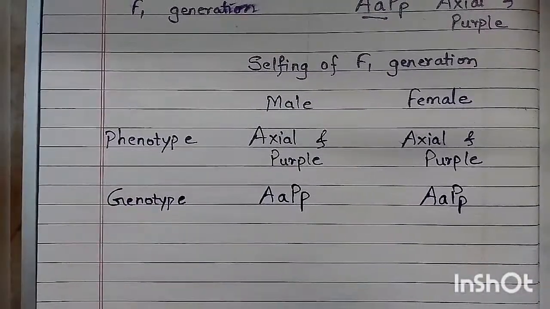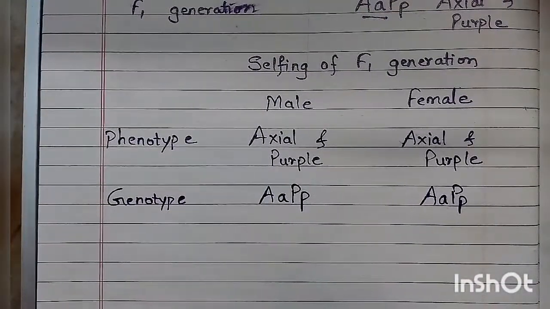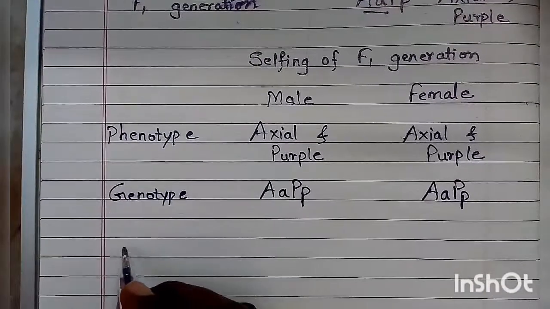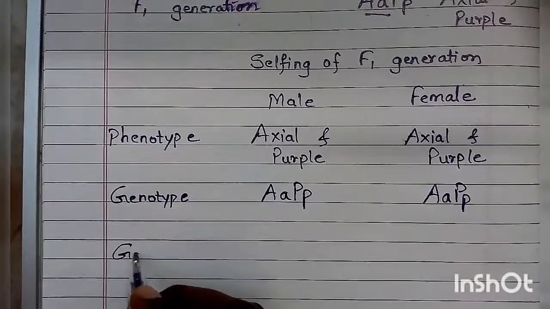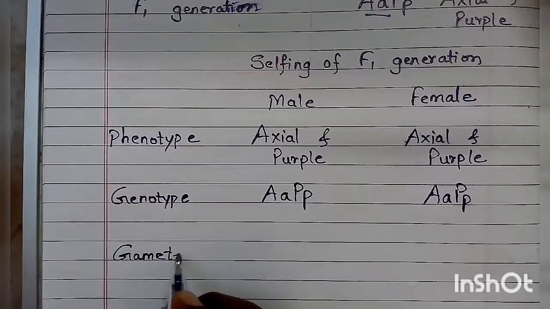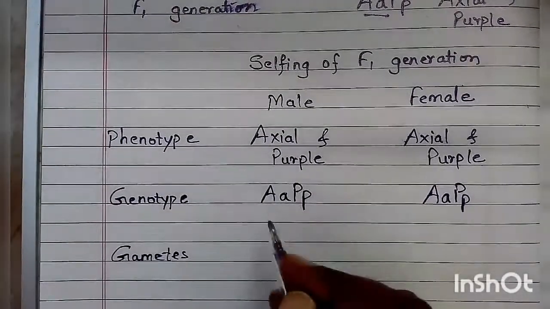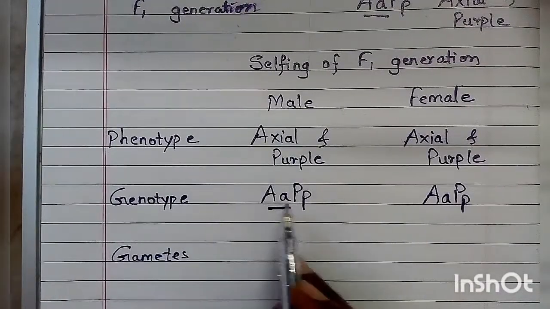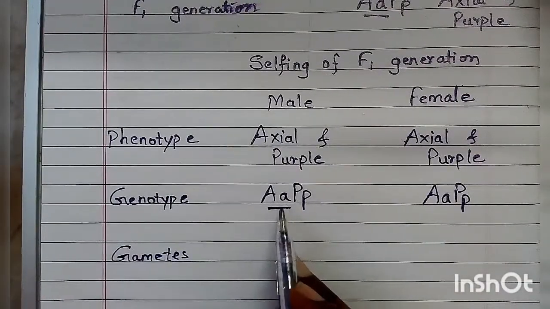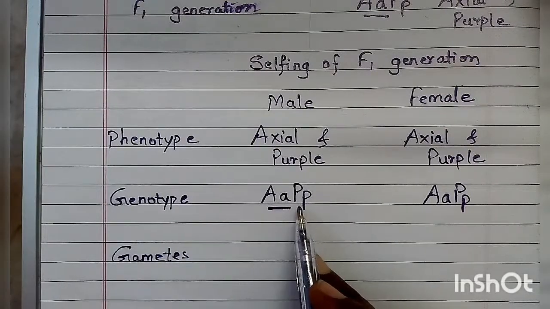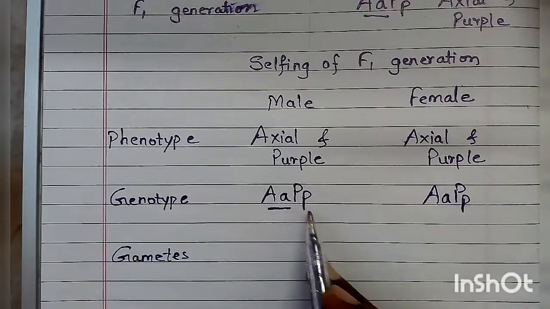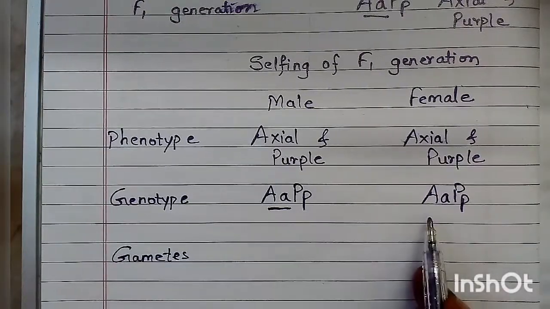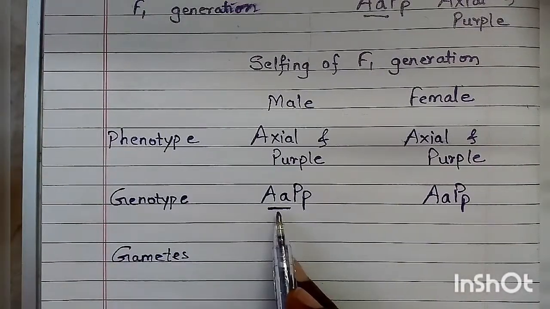These are the genotypes. Now comes the next process, that is gamete formation. So for gamete formation, what will be the gametes? Now see, these are different. One is capital A, the other one is small a. Same for the color of flower also. This is capital P and this is small p. Since both are the same, we'll see the first one first.